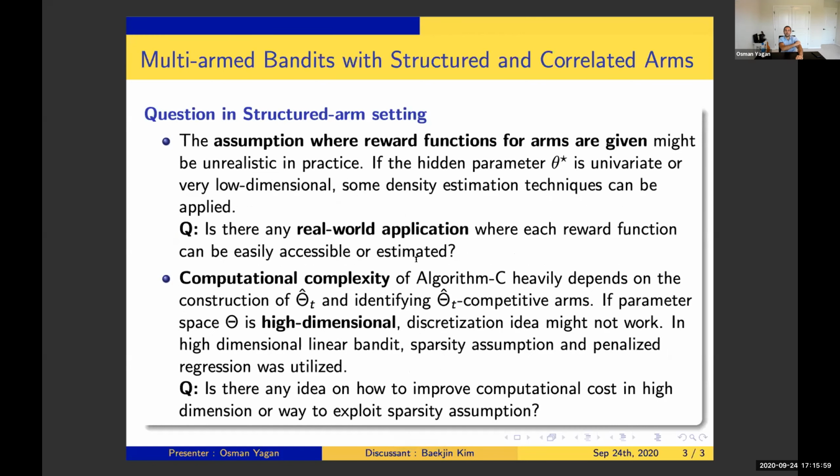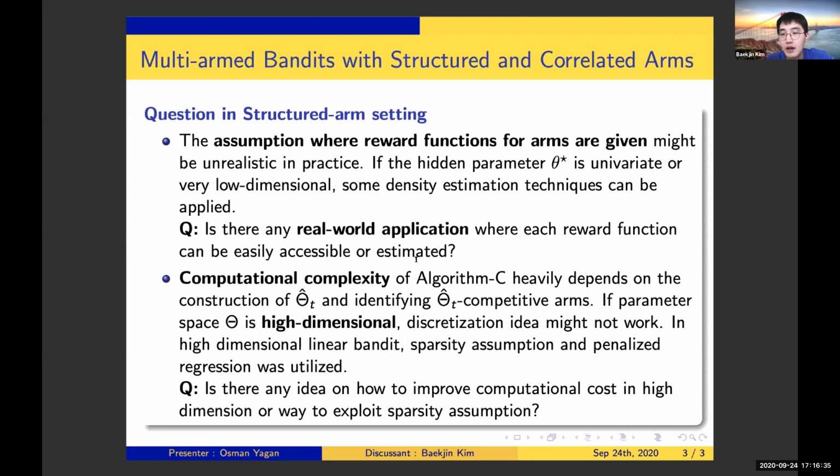That's correct. I have two questions in the structured arm setting. Other than linear reward or generalized linear reward, the assumption that reward functions for arms are given a priori might be unrealistic in practice. If the hidden parameter theta star is univariate or very low dimensional, then some density estimation technique can be applied to an offline data set. But you already partially answered this question. Is there any real world application where each reward function can be easily accessible or estimated?